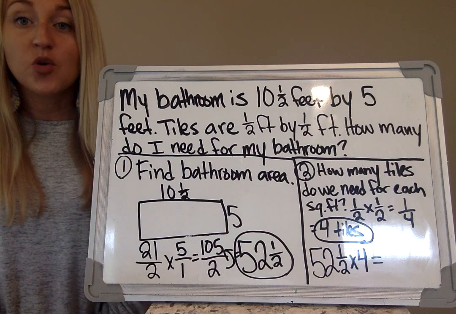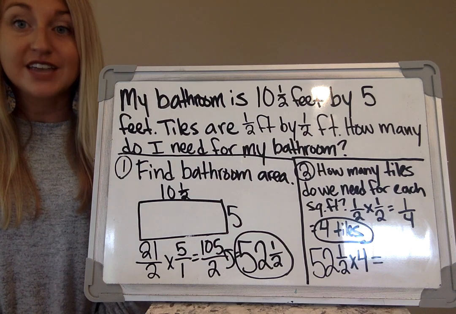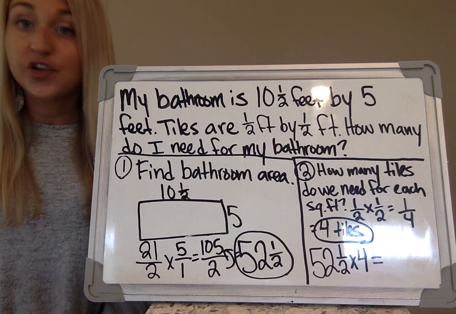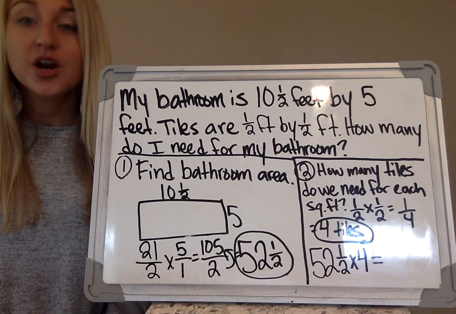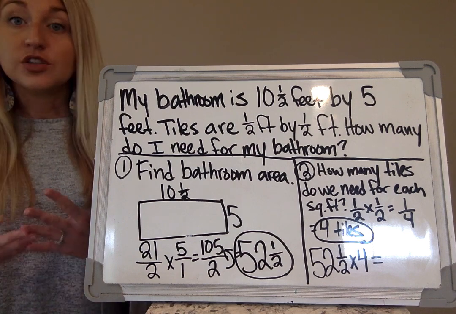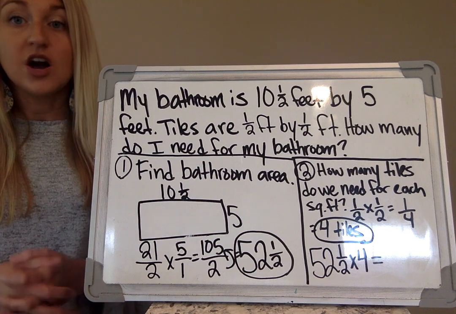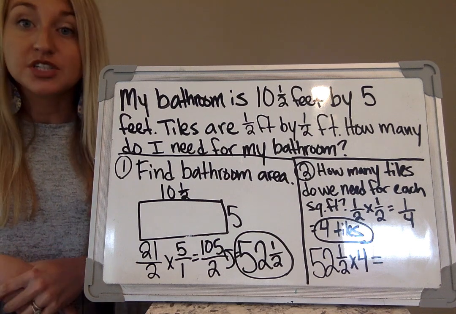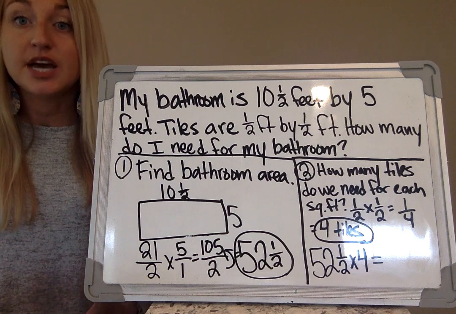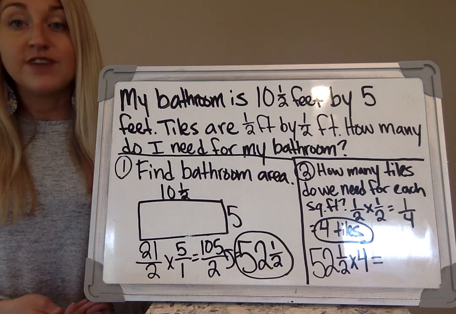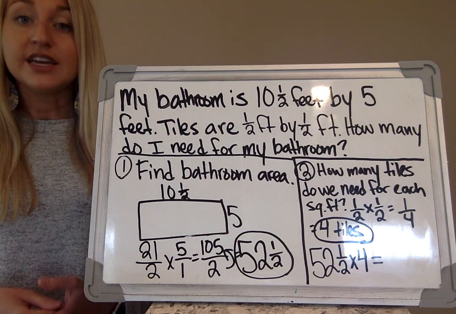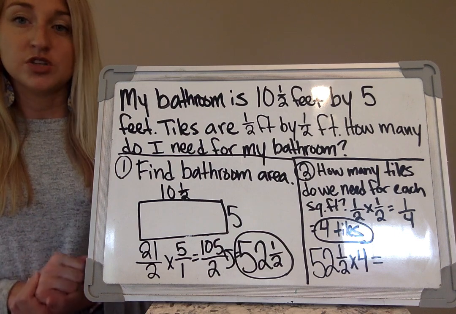Hey, fifth grade, now we're going to learn about tiling rectangles to find the area. I know you've probably never heard something like this before, but it's basically like we just did, multiplying mixed numbers together, and then we're just going to add an extra step to it. So we know when we find the area, we do the length times the width. That's going to be our first step.